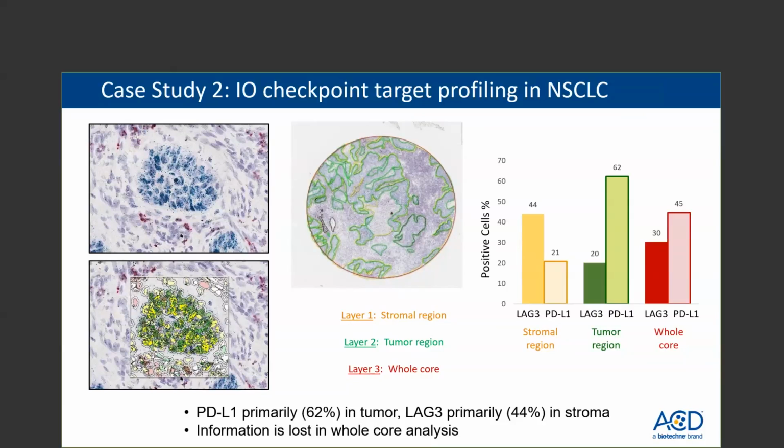We found that with the region-based analysis, PD-L1 primarily was present in the tumor region at 62% positivity, and LAG3 was primarily present in the stromal region with 44% positivity. This information was lost, as you can see with the red bars on the rightmost corner, in a whole core analysis, where not very high differences were observed between the two genes, LAG3 and PD-L1.